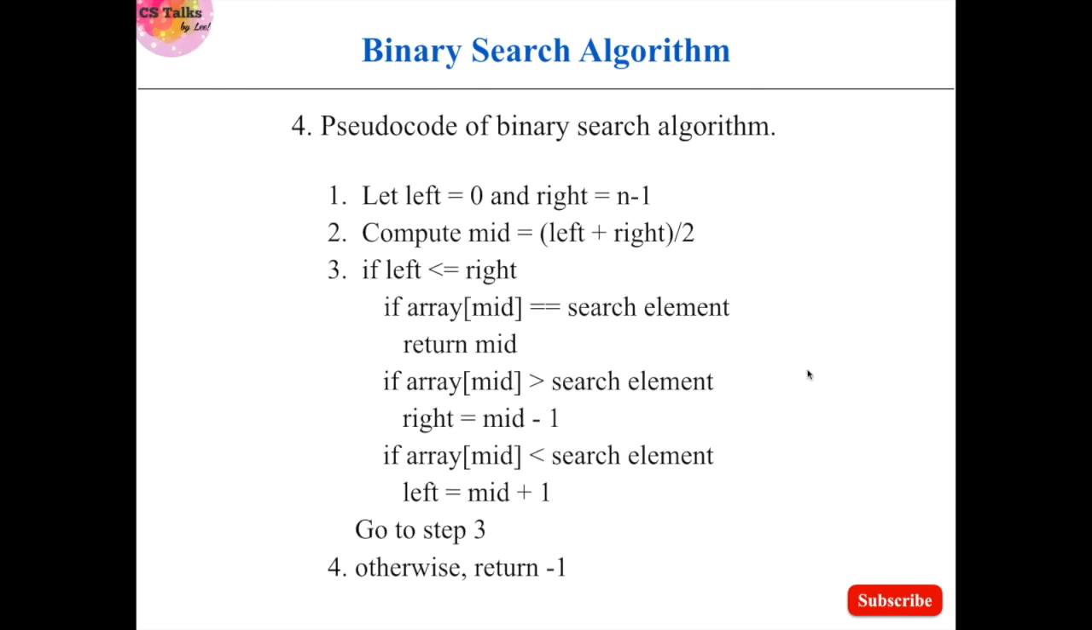So this is the pseudocode of this binary search algorithm. So this algorithm will work until this left iterator is less than or equal to the right iterator. Otherwise, it will return minus 1.